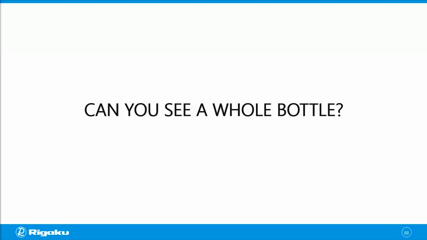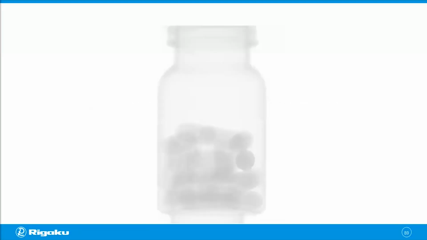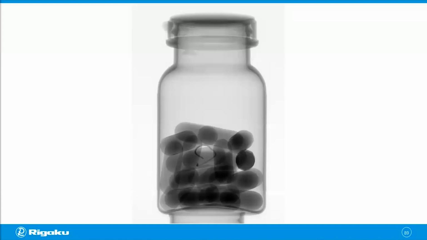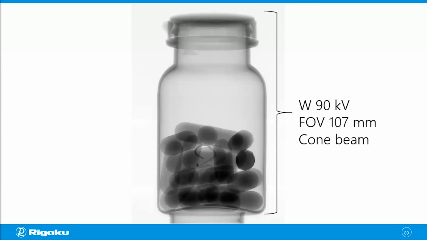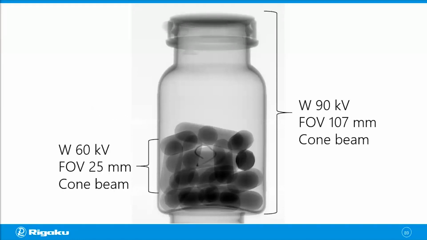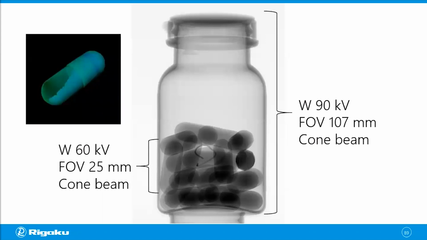And yes, you can, because we're using X-rays. So this is just a two-dimensional projection of a whole bottle that has capsules inside. And this type of 2D projection is usually enough to find those foreign materials. And this image was collected at 90 kV with tungsten target and 107 millimeter FOV. And you can use the same machine, just change the voltage to 60 and FOV to 25 millimeters to scan an individual capsule and get a 3D scan like this.